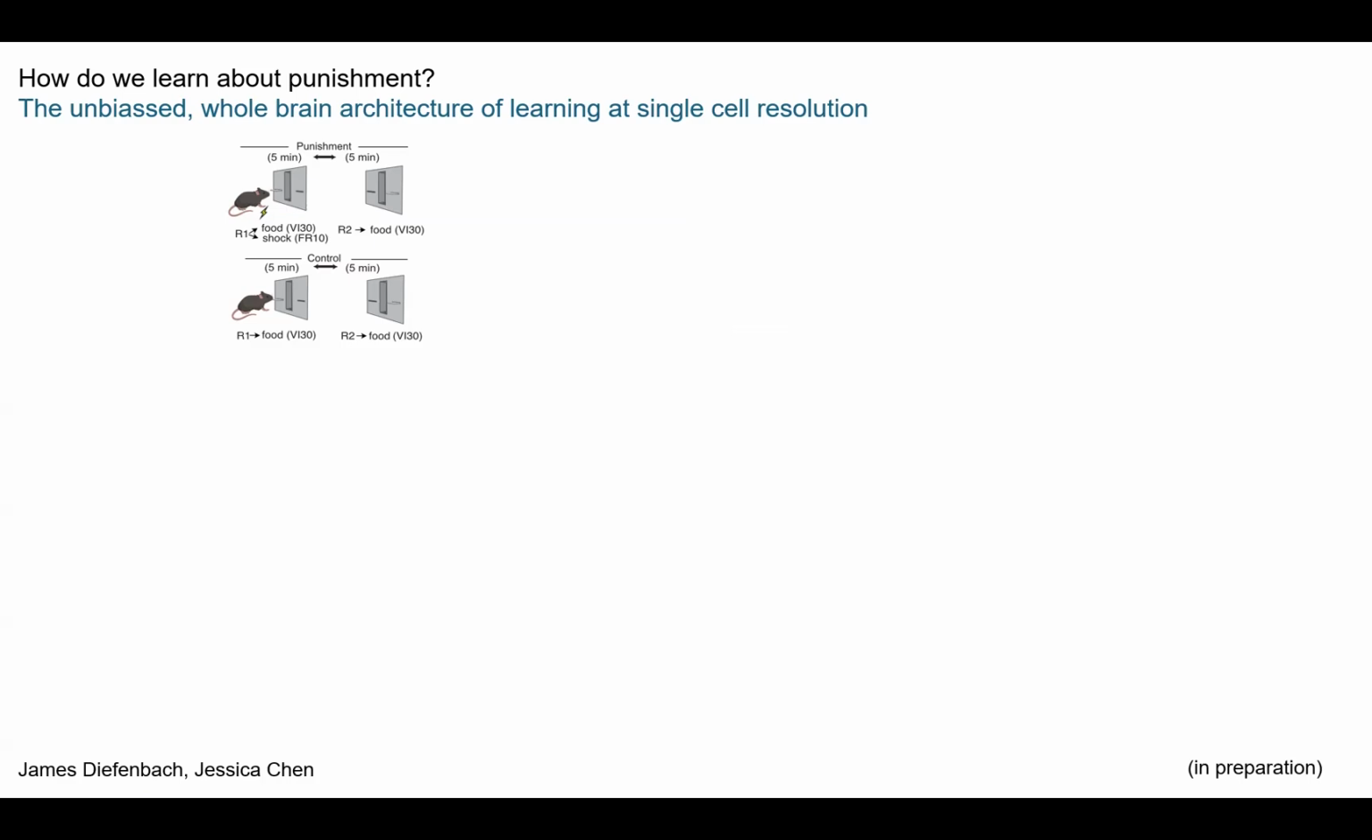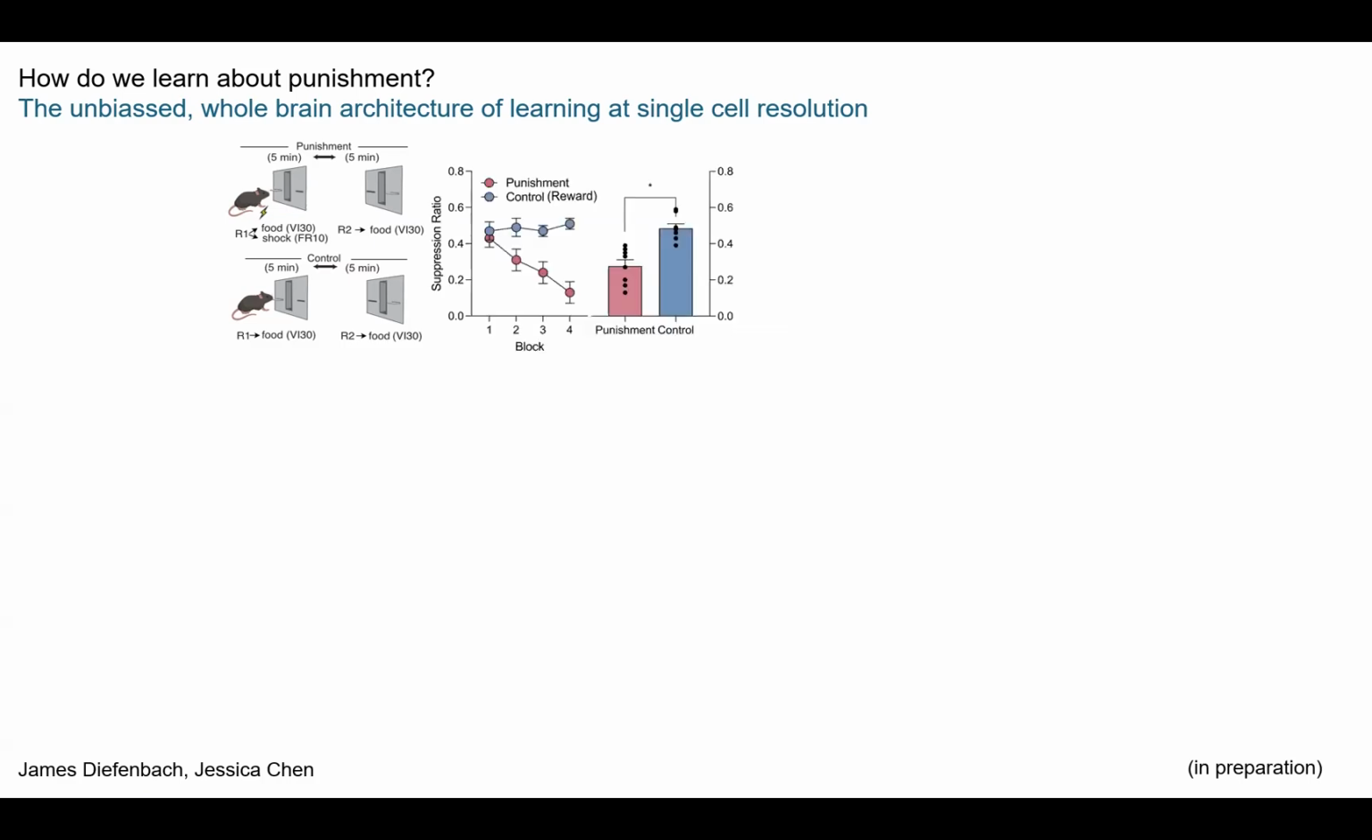You only have to wait 5 minutes till the other lever comes out, and you can knock yourself out earning pellets off that lever. Right? It goes back in for 5 minutes, the punish lever comes out, just withhold responding. You're not going to get shocked if you withhold responding. And that's exactly what our mice learn to do.